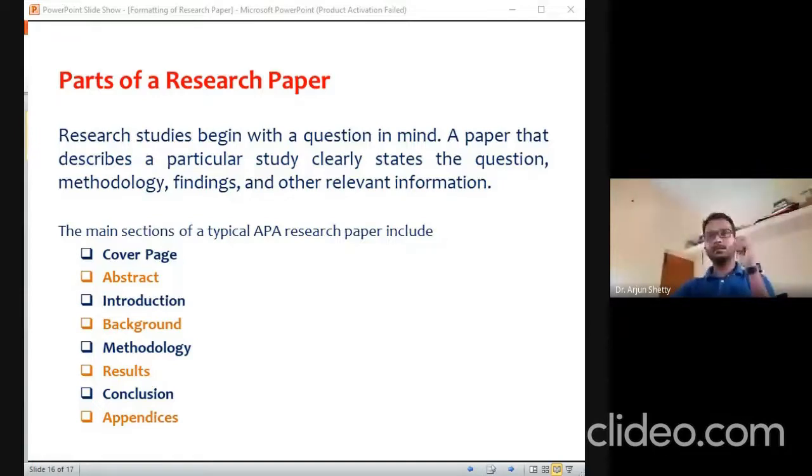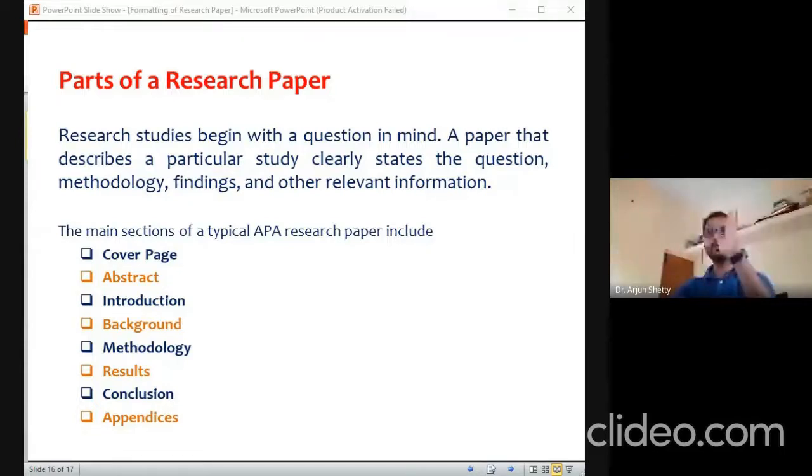Apart from APA, all the style guides require the heading as materials and methods, whereas APA guidelines require methodology. There is no difference; only they have changed the title. The remaining portion is correct.